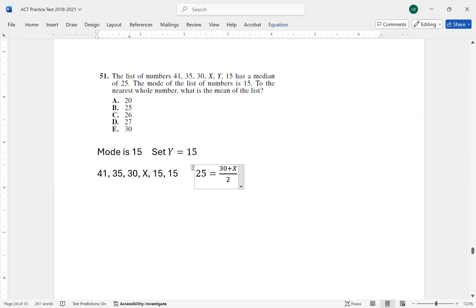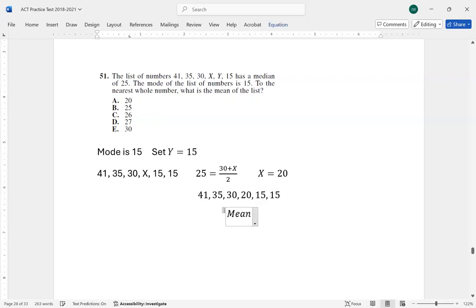Multiply both sides by 2, subtract 30. That gives you an X, which is 20. So now I know all of the numbers in my set: 41, 35, 30, 20, 15, and another copy of 15.